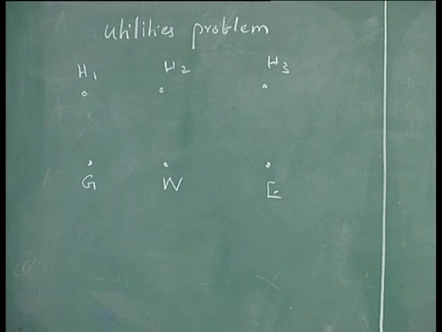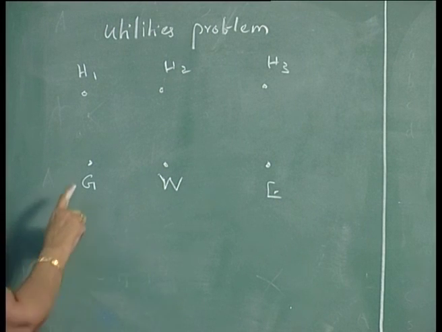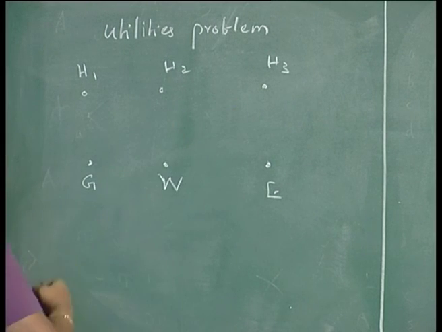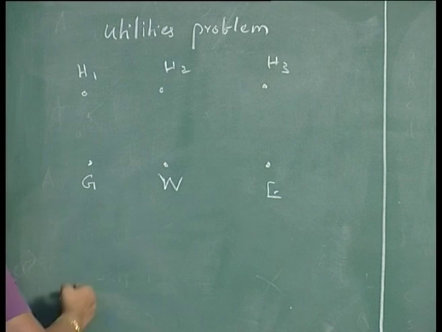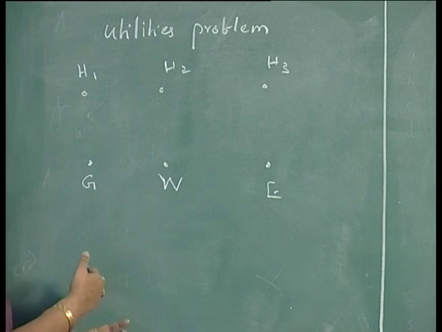Let us consider one more problem, which is called the utilities problem. There are 3 houses, H1, H2, H3, and they have to be provided with utilities: gas, water and electricity. Gas has to be provided to each house, water has to be provided to each house, and electricity has to be provided. Now, the connections have to be made in such a way that there is no crossing of the tubes and so on. So, you have to do it at different levels.